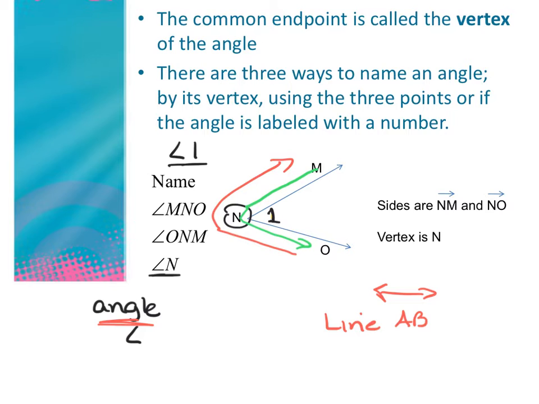So in this angle that's pictured here, the sides are these two rays, NM and then NO. Where the two rays meet is called the vertex.